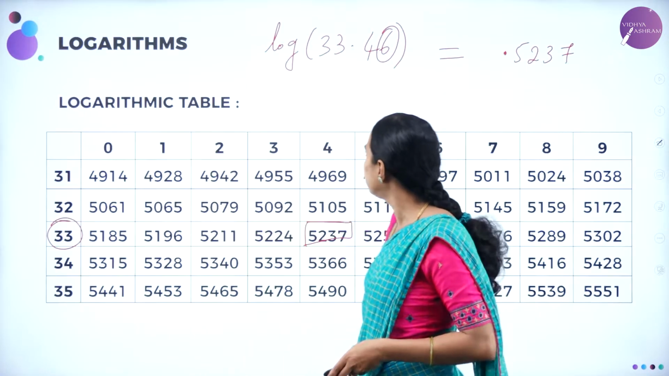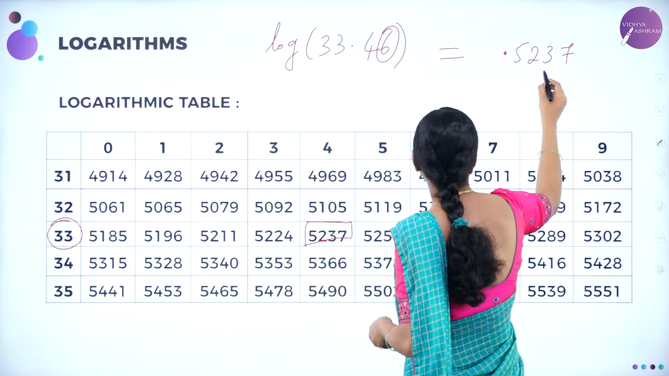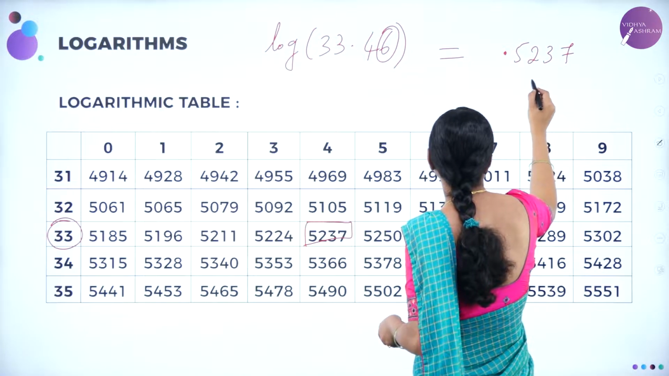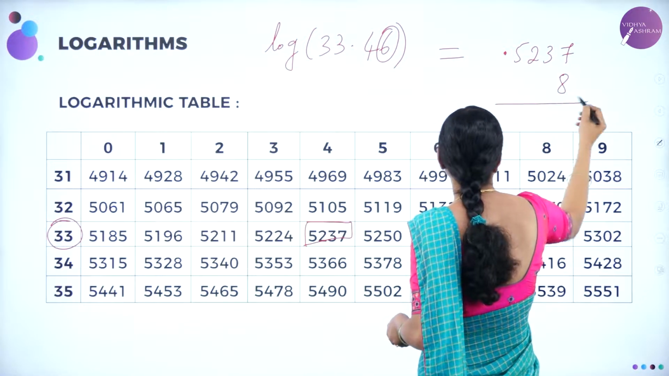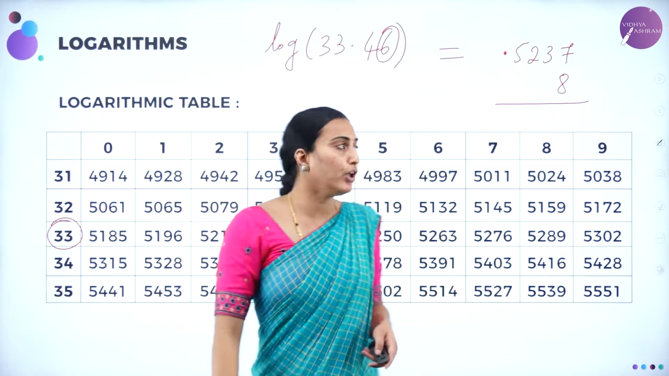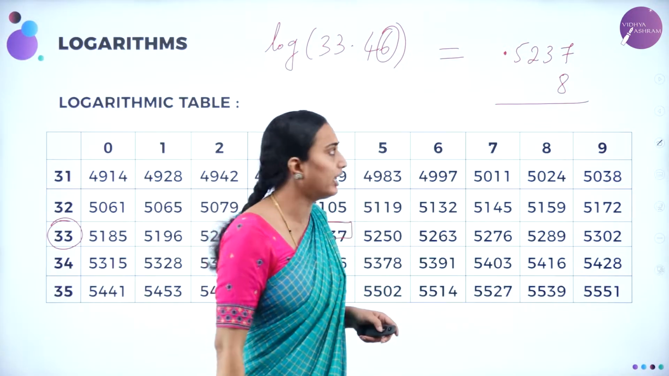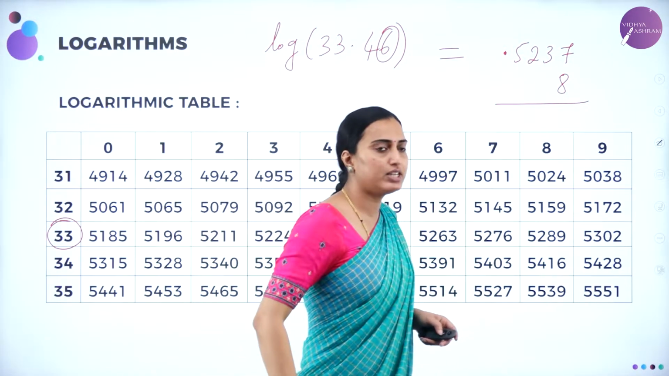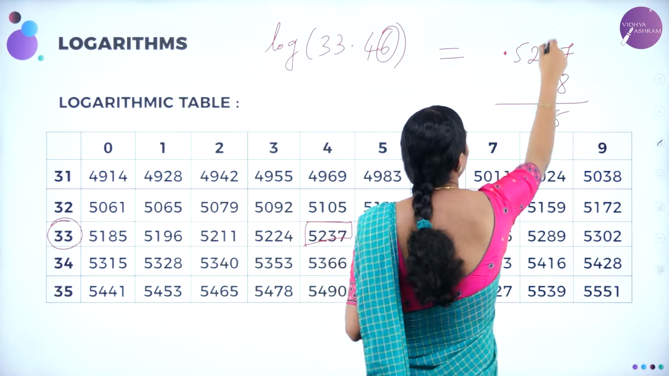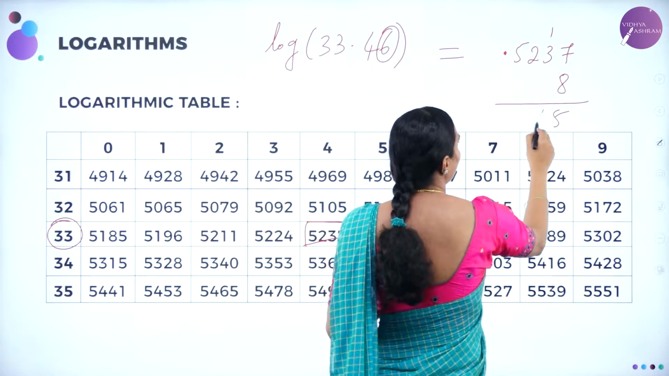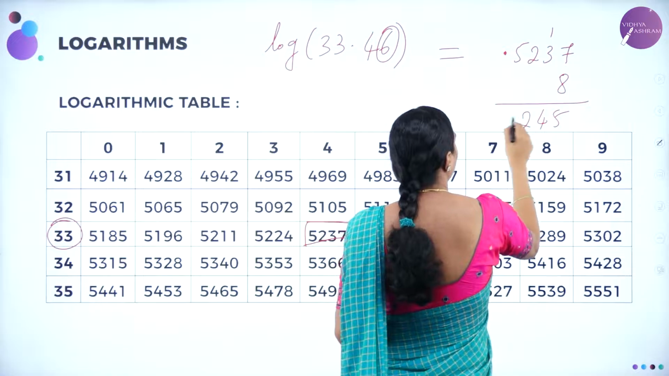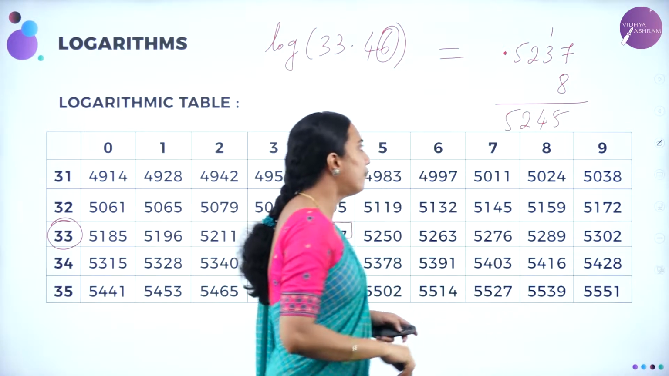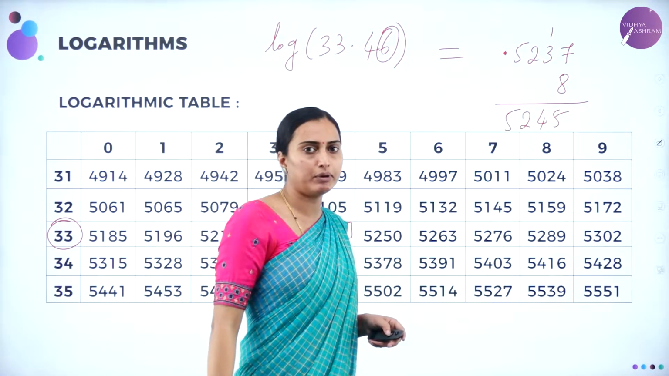So what is that 8? Let me add it here. If you add that plus 8, plus 8, correct? You are going to add that one. Are you getting? So if you add that plus 8, what are you going to get? Here 8 plus 7 is nothing but 15. 1 is remaining. 3 plus 1 is nothing but 4, and then 2, and then 5. So now 5, 2, 4, 5 is your answer.